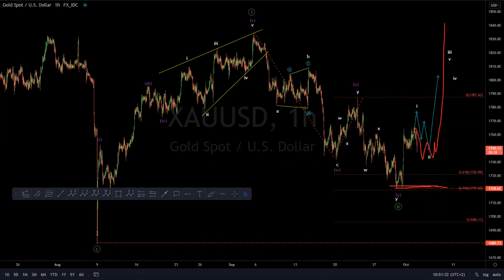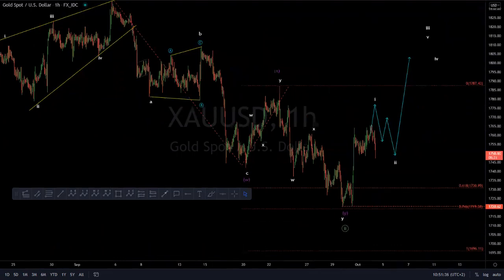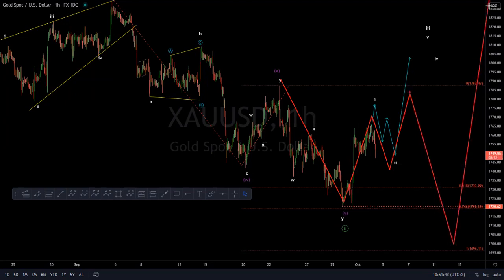Even if it wants to trade lower, at least it must give us these 3-wave moves here. If this is a 3-wave move alone, at least gold must give us this structure here, and make a 3-wave move before we make this move to the upside.